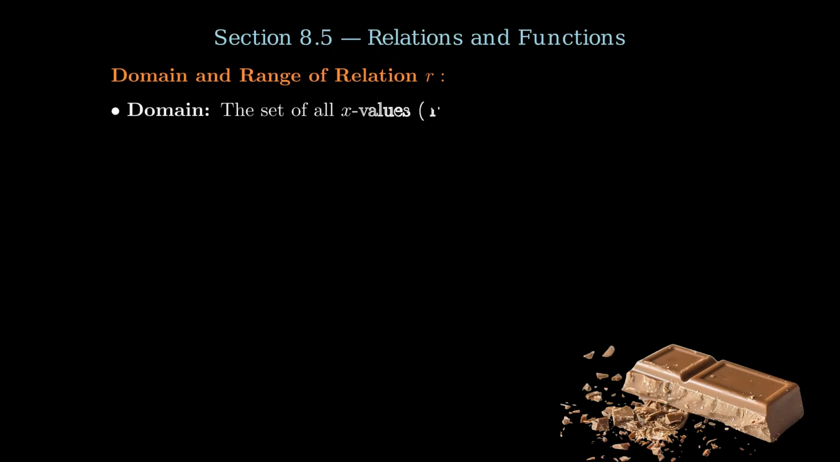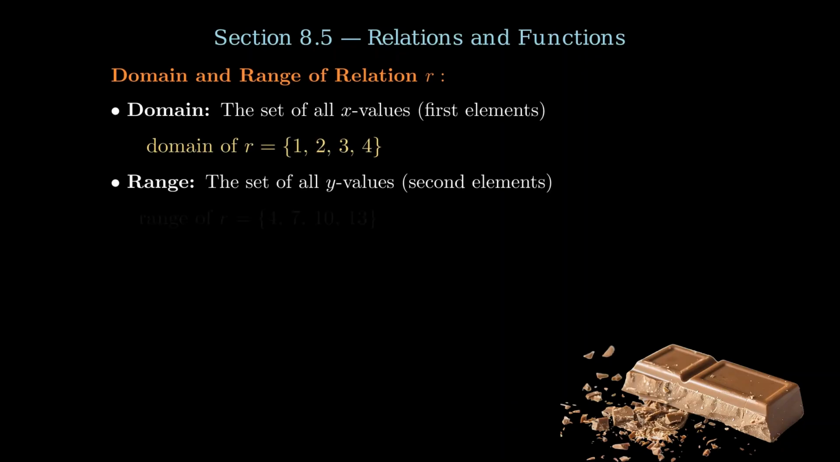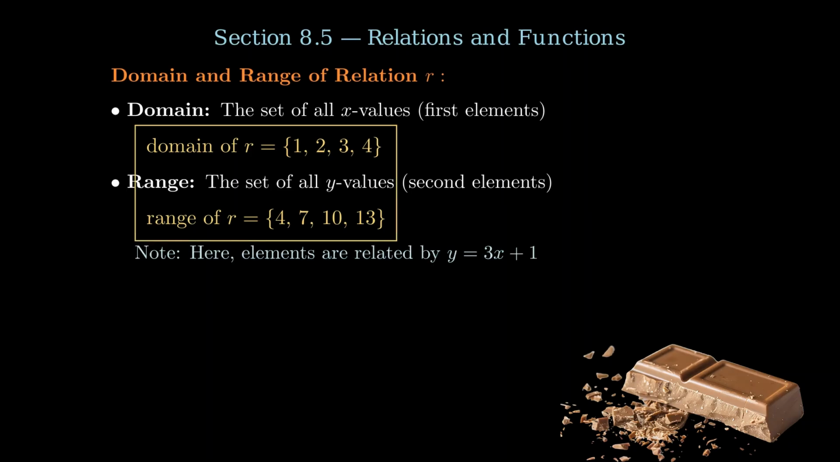Every relation has a domain and a range. The domain is the set of all the first elements, or x values, of each ordered pair. For our relation R, the domain is 1, 2, 3, and 4. The range is the set of all the second elements, or y values. For R, the range is 4, 7, 10, and 13. Notice that these values follow the linear rule, y equals 3x plus 1.